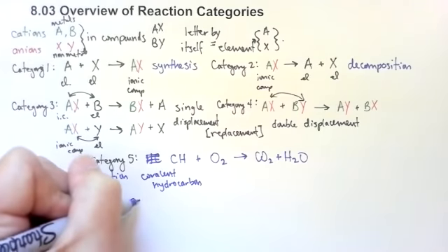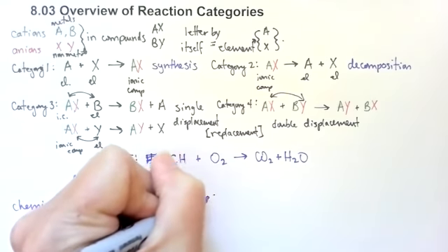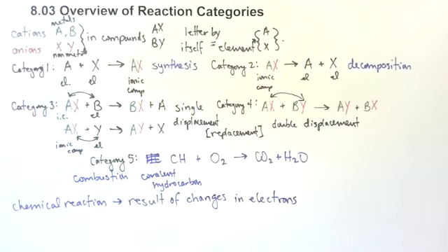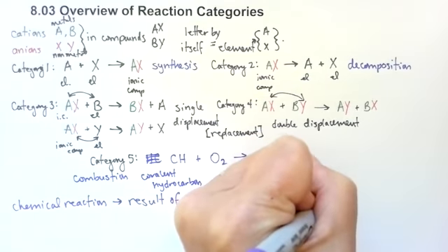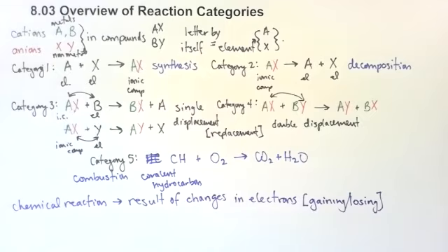So the other thing we could say about a chemical reaction is it's the result of changes in electrons. It all comes down to gaining and losing electrons. And we use two terms: oxidation and reduction. Now, right away, if I'm talking about gaining and losing electrons, you would think that if I am reduced, I'm losing electrons. The definitions are a little bit confusing for oxidation and reduction.